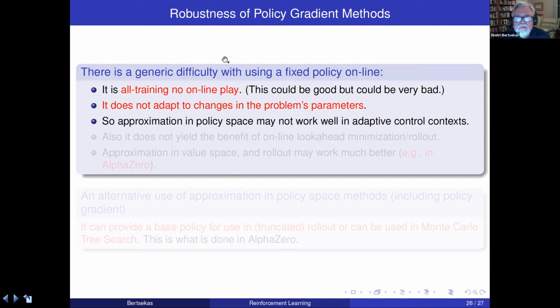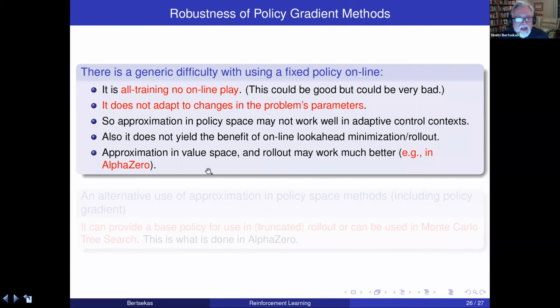Moreover, one of the disadvantages of using a fixed policy online is that you do not get the benefit of online look-ahead minimization and rollout. Even if the system parameters do not change, through one-step or multi-step look-ahead minimization, you get the benefits of rollout. You get a policy that is better, improved over the policy that you started. And in particular, rollout with this fixed policy may work much better than the policy itself.